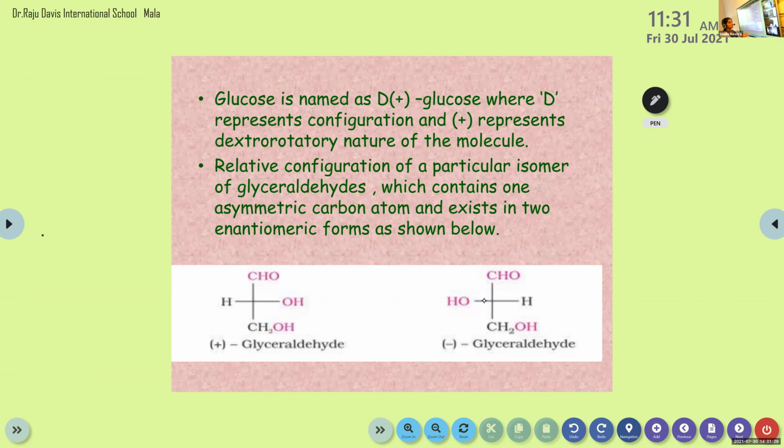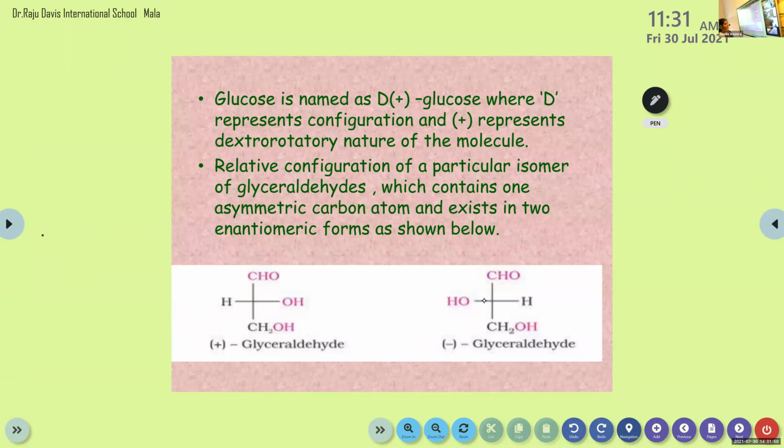If it is to the right, it is known as dextrorotatory. It is considered as plus. The next one is towards left, that is considered as levorotatory, that is minus. And this D stands for the configuration. Here we are relating the configuration with plus form of glyceraldehyde.